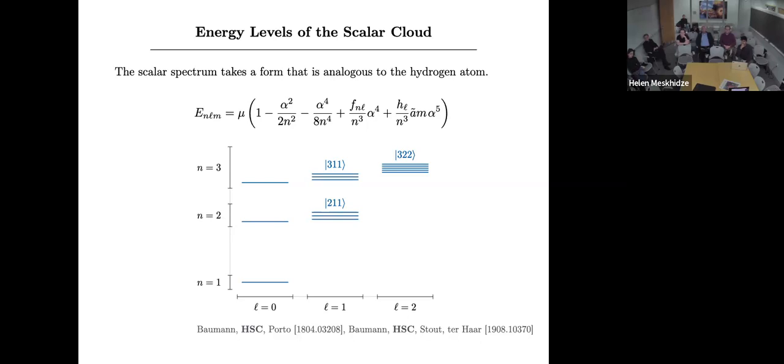If you go one order in alpha higher, the azimuthal number starts to play a role. This term turns out to be proportional to the spin of the black hole, and these are like the hyperfine splittings of the hydrogen atom. What this is telling us is that the spin of the black hole acts like a magnetic field on the boson, because now it splits the degeneracy of different states of M. So for a given N and L, I have 2L plus 1 states in my spectrum.